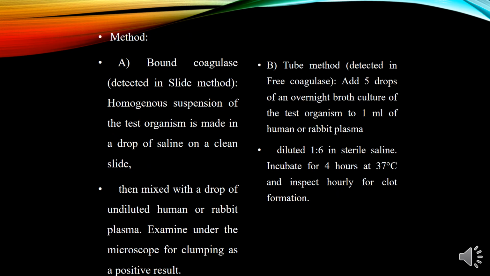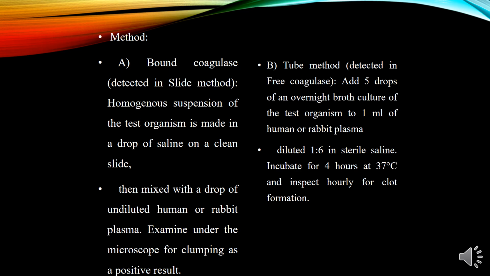The method: there are two types of coagulase. The first one is bound coagulase and the second one is free coagulase. Bound coagulase is detected by the slide test. Here a homogeneous suspension of the test organism is made in a drop of saline. After mixing, you take one drop of undiluted human or rabbit plasma and mix it together. Later you take a 10x or low power microscope or a magnifying lens and observe the clumps for a positive test.